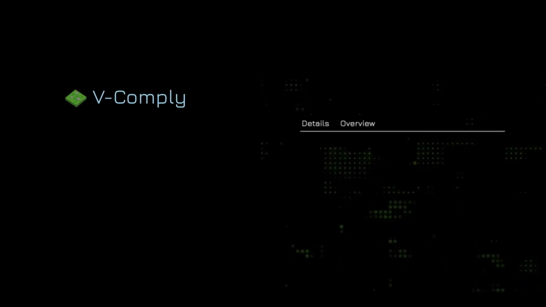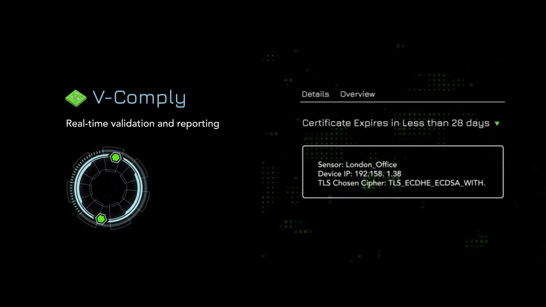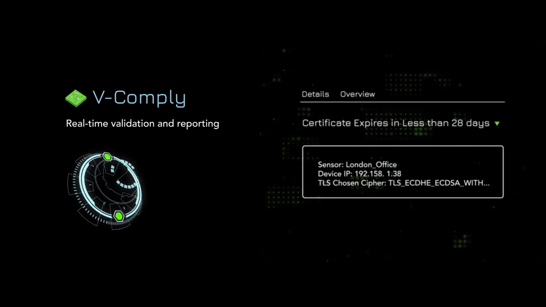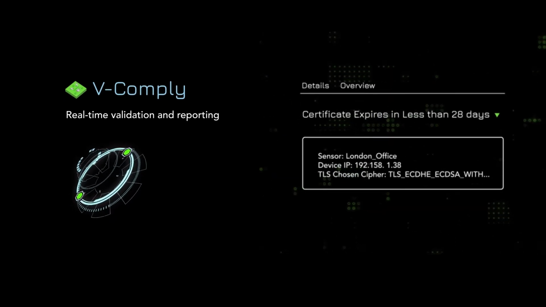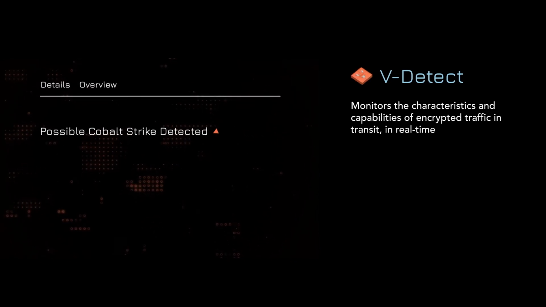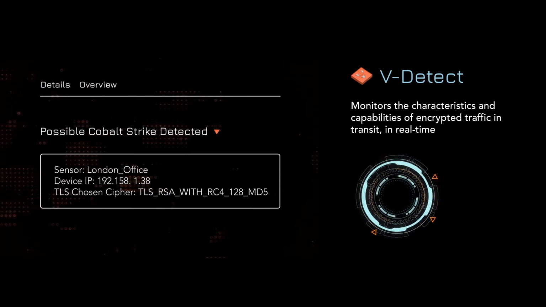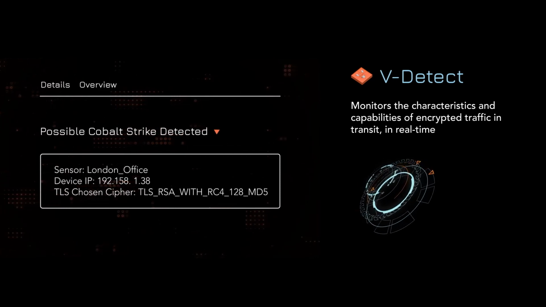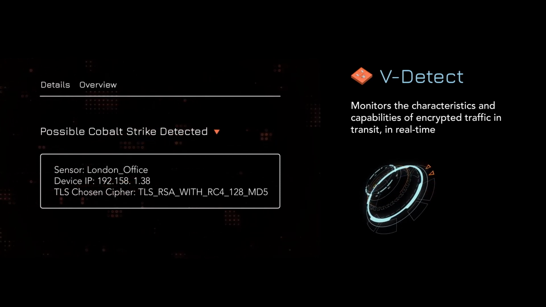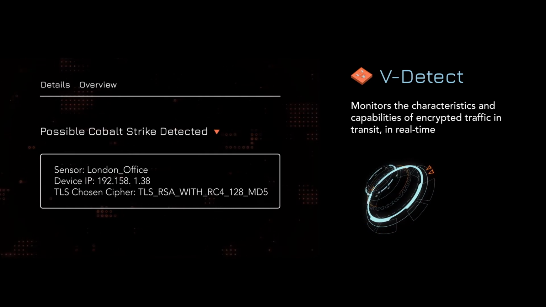vComply provides organizations with the real-time validation and reporting that demonstrates they're meeting internal and regulatory encryption standards now and for the future. Uniquely without decryption, vDetect monitors the characteristics and capabilities of encrypted traffic in transit in real time to help highlight and understand risk without decryption.